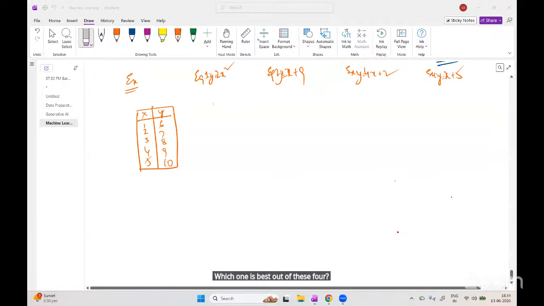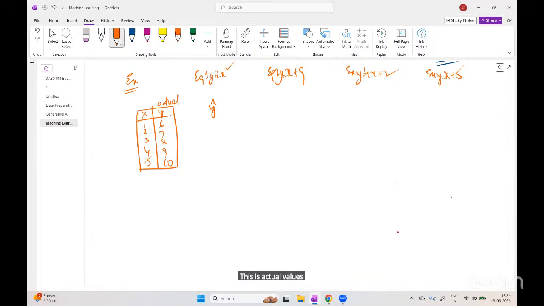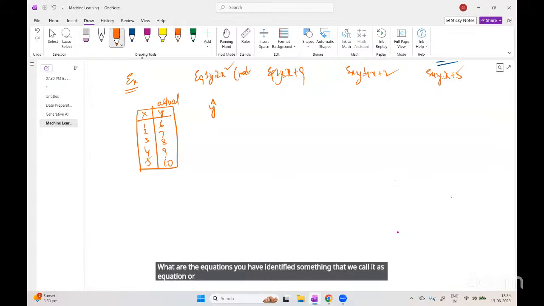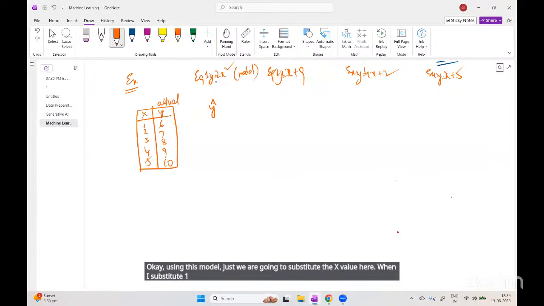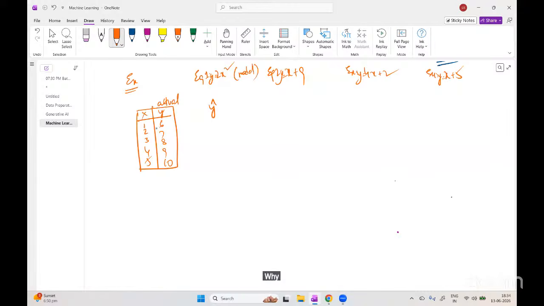How to calculate that? For everything, just estimate the y values. This is the actual values. Whatever data set was given to you is called actual. Whatever equation you have identified, we call it the equation or model. Using this model, we are going to substitute the x value here. When I substitute 1 here, what is the y value? Y is equal to 2x square, that is 2 into 1 square. 1 square is 1, 2 into 1 is 2.